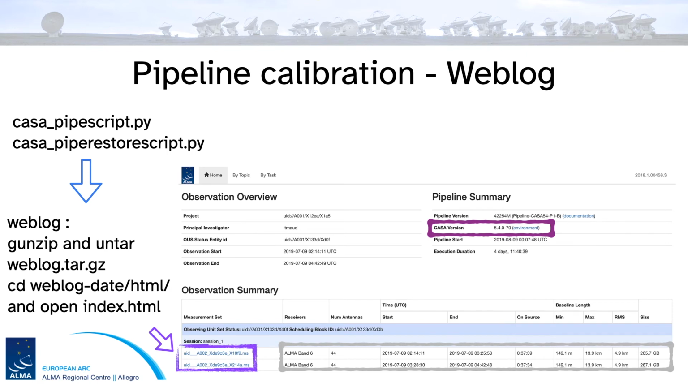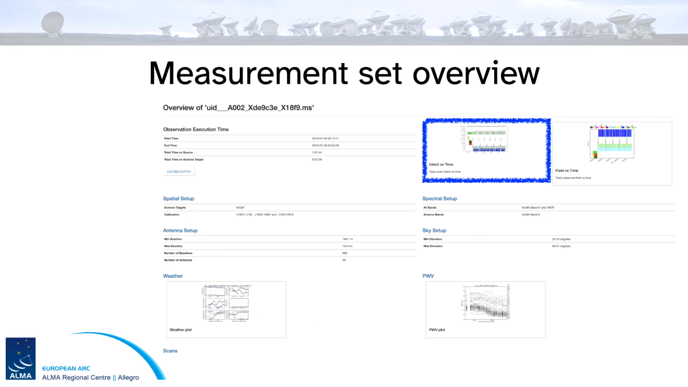Clicking on one of the measurement set links, one gets to the measurement set overview. This page has a lot of information about the observations of this particular measurement set. For example, the spatial and spectral setups, the antenna setup, a list of the scans, or the weather.